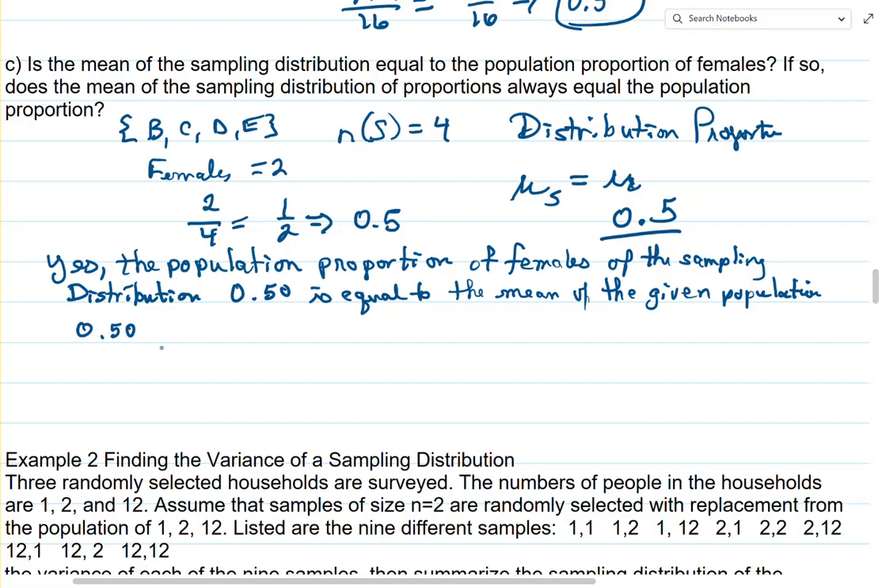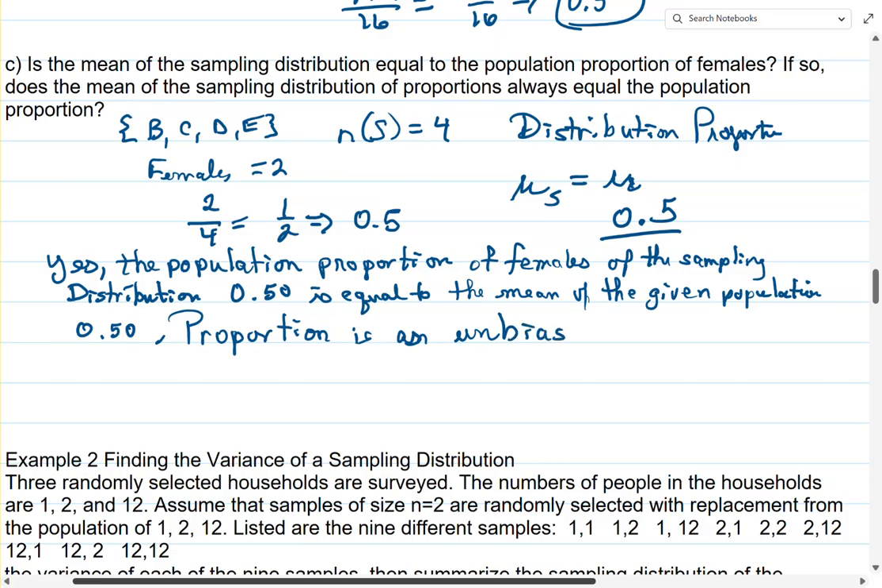Proportion is an unbiased estimator. Unbiased, that means it isn't affected because we have independent abilities of matching everything and coming out equally as likely.